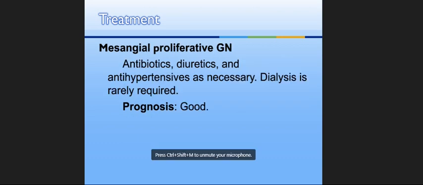Mesangial, as I told, we have to use antibiotics if there is some sort of infection, diuretics, and antihypertensive agents if he is hypertensive. Dialysis is rarely required in mesangial proliferative. It holds a good prognosis.